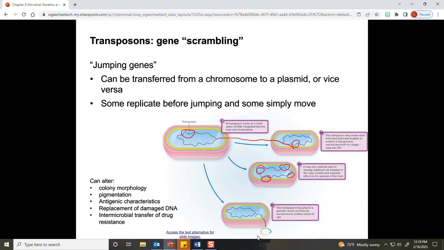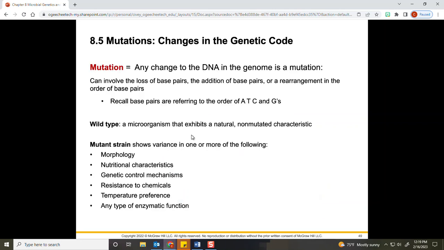So how can that affect the bacteria? It can alter colony morphology, it can alter pigmentation of the colony. It really depends on what genes make up this transposon. It can change antigenic characteristics, replacement of damaged DNA, intermicrobial transfer of drug resistance, again, like we keep talking about. There's lots of different things that can help assist the bacteria in increasing variation among the population.